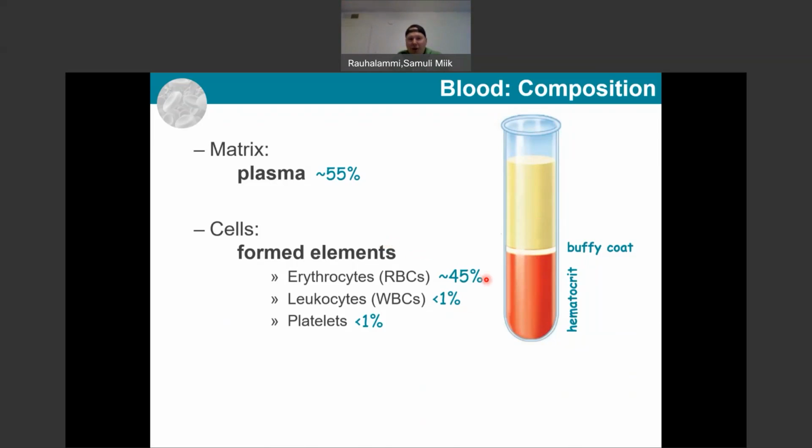The majority of the formed elements, about 45% of the total volume of the blood, is going to be our red blood cells, our erythrocytes, and then small amounts of white blood cells, also known as leukocytes, and platelets. Each one of those two represents less than 1% of the total volume of the blood. And we'll see that the white blood cells and platelets form a buffy coat layer between the plasma and the red blood cells.